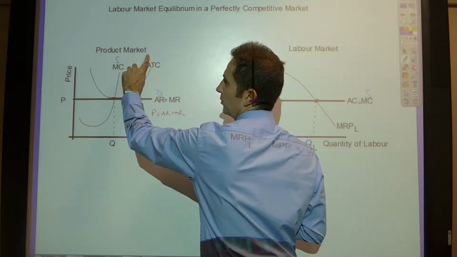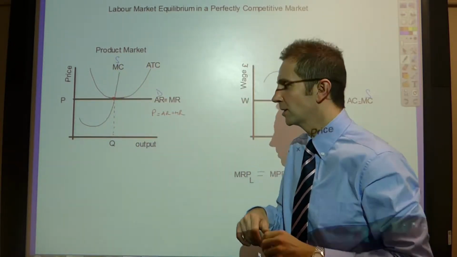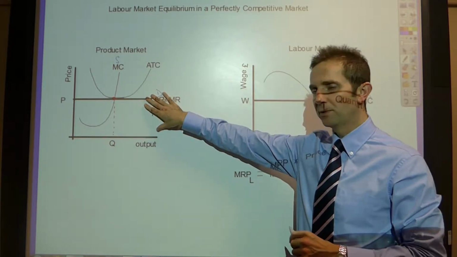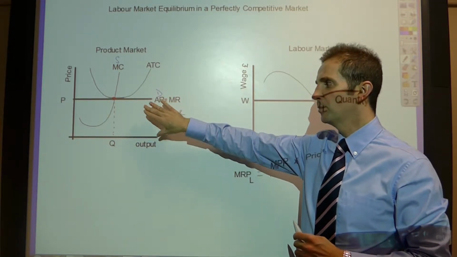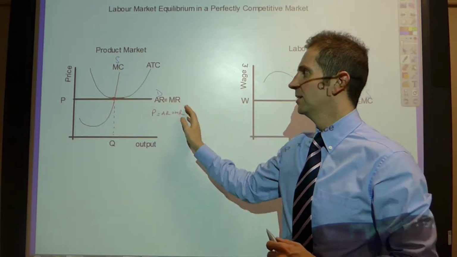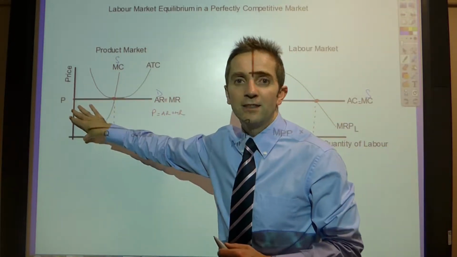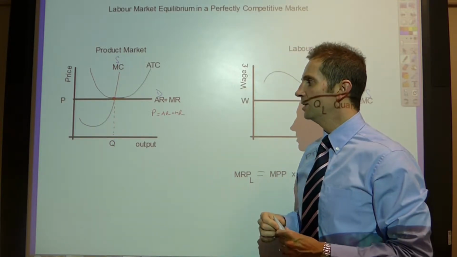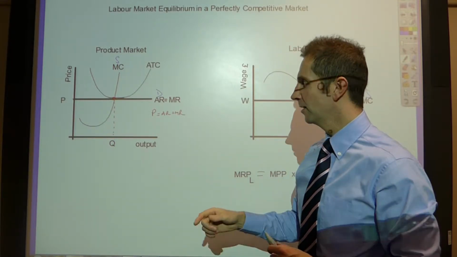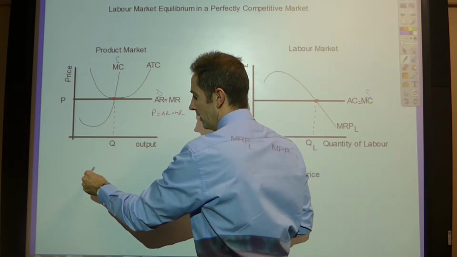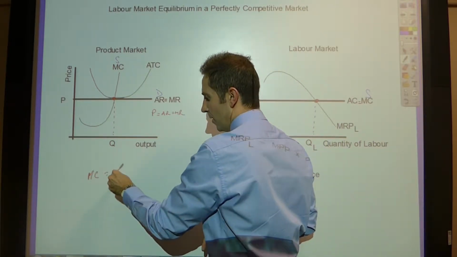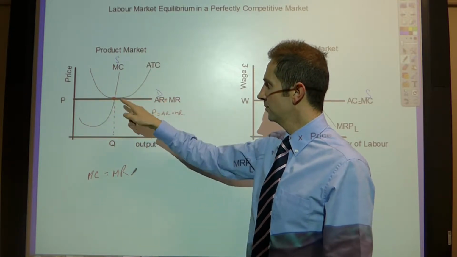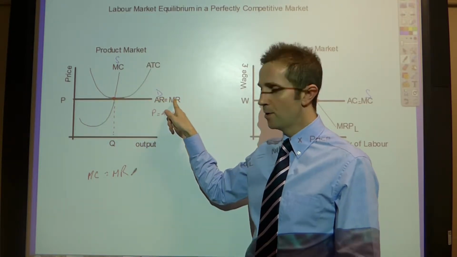So this is for the product market, okay? Not the labour market, the product market. A diagram you'll all be familiar with, the long run equilibrium position in a perfectly competitive market. This highly theoretical situation which we're trying to move towards. And you'll know that the equilibrium position here is at the point where MC is equal to MR. So you can see that at that point there, price equals AR equals MR.